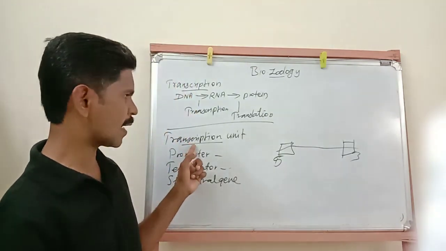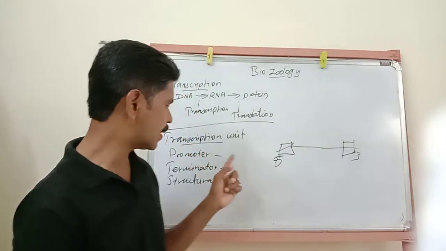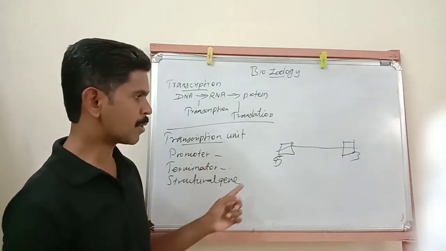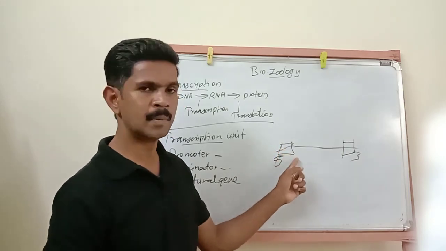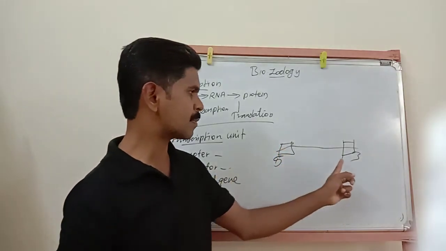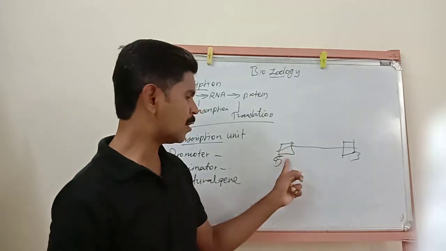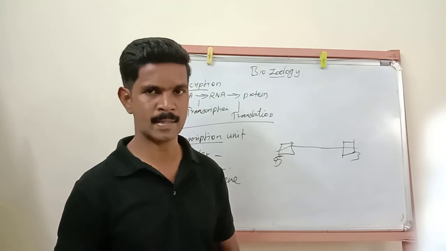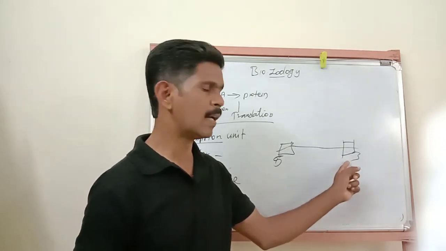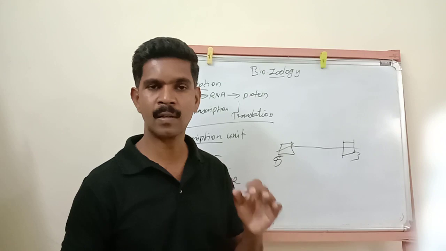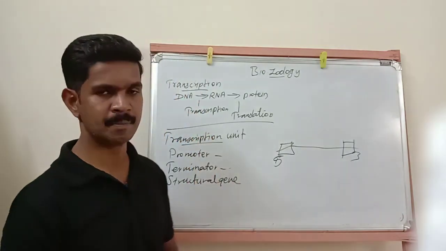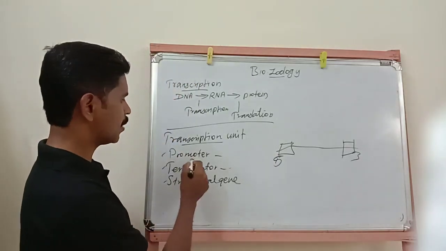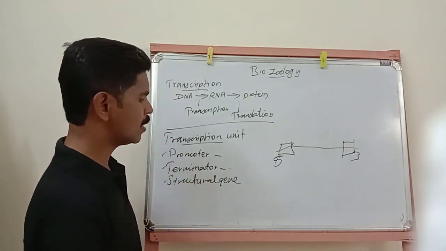So yes, the transcription unit has 3 important regions. One is promoter, second one is terminator region, and the third one is structural region. Promoter region is present in the 5' end of the DNA molecule, and the terminator region is present in the 3' end. This promoter region acts as the binding site for the RNA polymerase enzyme. Then this 3' end is acting as the stopping region of the transcription process. So promoter region over, terminator region over, and last one is structural gene.